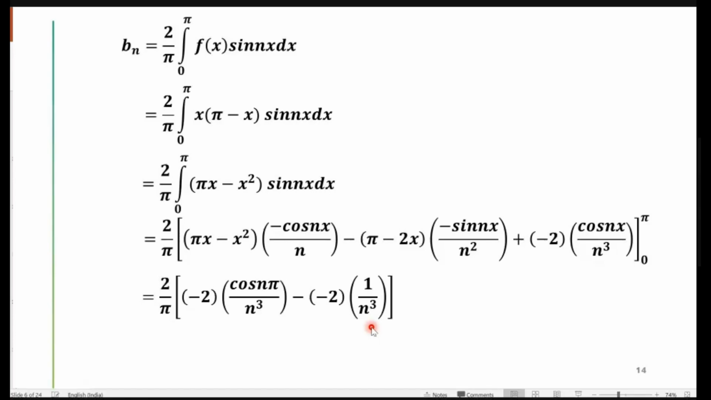We can take 2 upon n cube as common. Or we can write 4 upon pi n cube. This term is written first. So 1 minus cos n pi. 4 upon pi n cube into 1 minus cos n pi. Cos n pi is minus 1 raised to n. 4 upon pi n cube into 1 minus 1 raised to n.